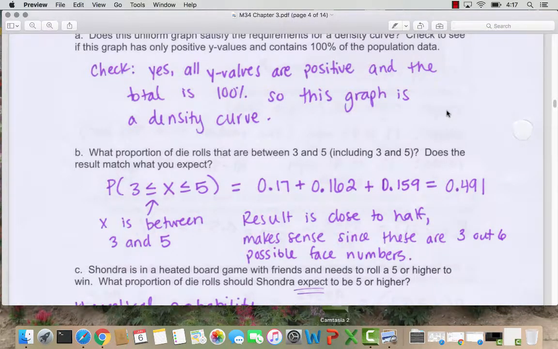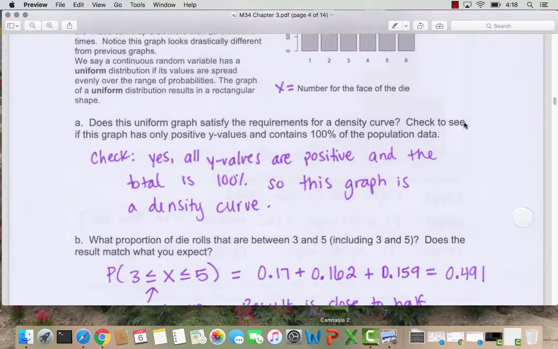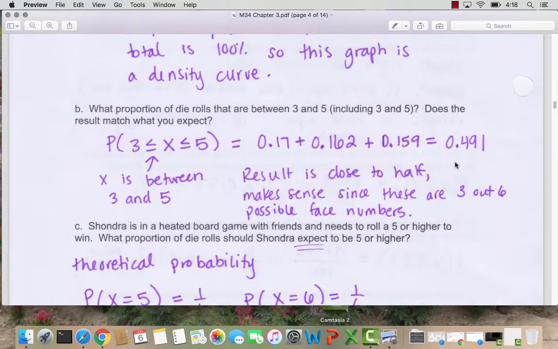Now, if you want to know what proportion of the die rolls are between 3 and 5, including 3 and 5, you can add up the heights of those bars. So if we add, I made them decimals, 0.17, 0.162, 0.159, we get 0.491, which is close to half as a proportion. That's what we expect because these are 3 out of the 6 possible faces.